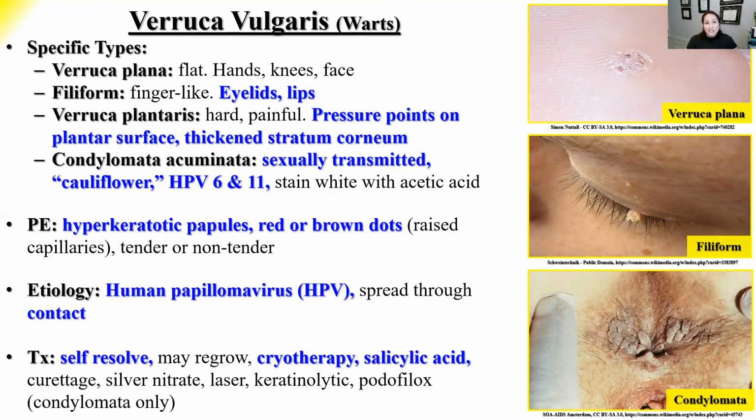Warts are spread through HPV or human papilloma virus. These are self-resolving. They can take a while. They may regrow even when they've gone away. Cryotherapy, we can freeze them. Salicylic acid is a type of keratolytic that can get rid of them. Curettage, you can cut them out. Silver nitrate, you can burn them. Laser therapy, and then podophylox. This is a treatment for only condylomata.